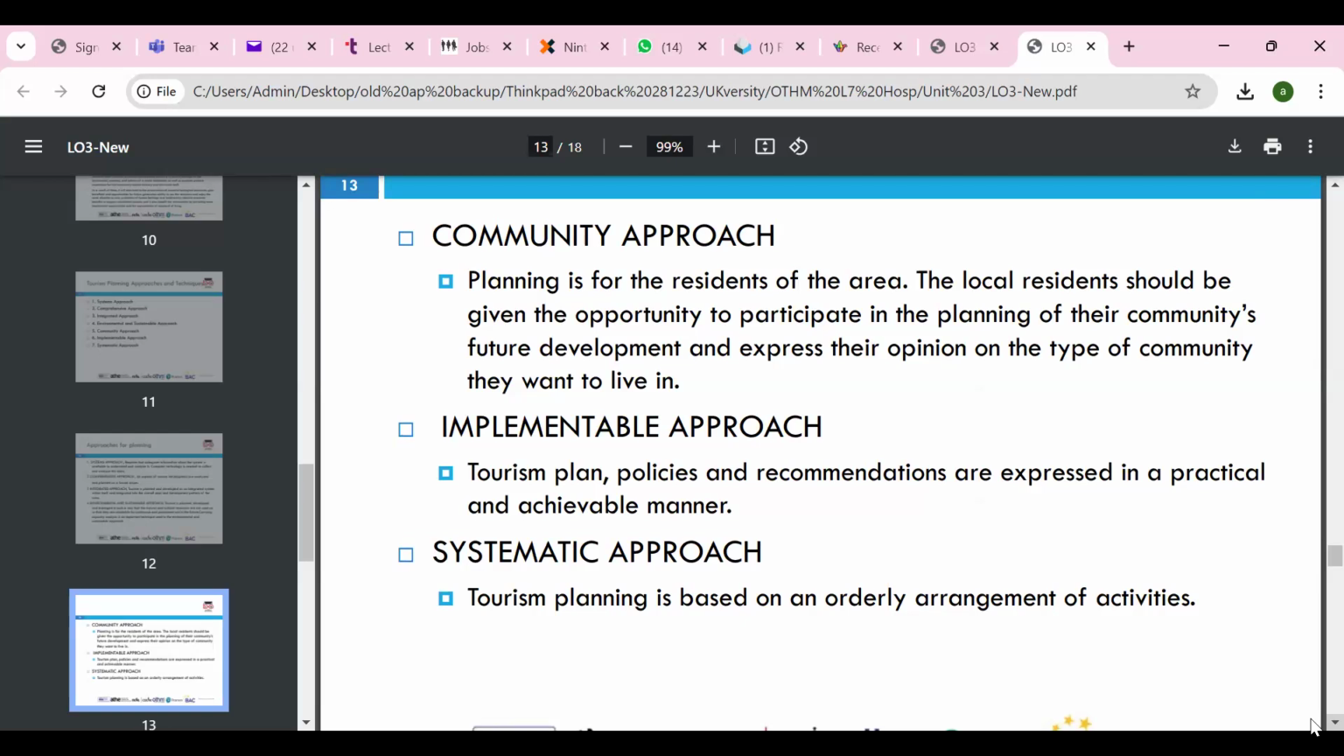we need to look at those perspectives, because otherwise it can be a huge impact on the profit and the planet. So we have to look at those perspectives. Otherwise, it can be a huge impact. So we have to look at implementing a systematic approach. Tourism planning is based on orderly arranged activities.